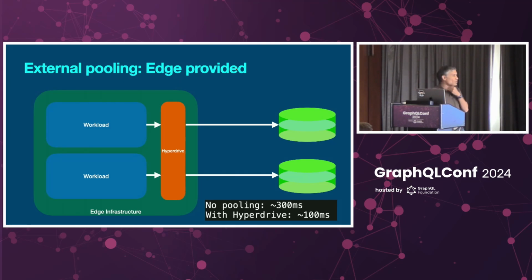So the difference is if you use no pooling, it's about 300 milliseconds. And again, depends on the query, depends on which database you connect, and so on. But if you use hyperdrive, it goes down to 100 milliseconds. I would say relative numbers are right, but other than that, don't look at absolute numbers that closely.